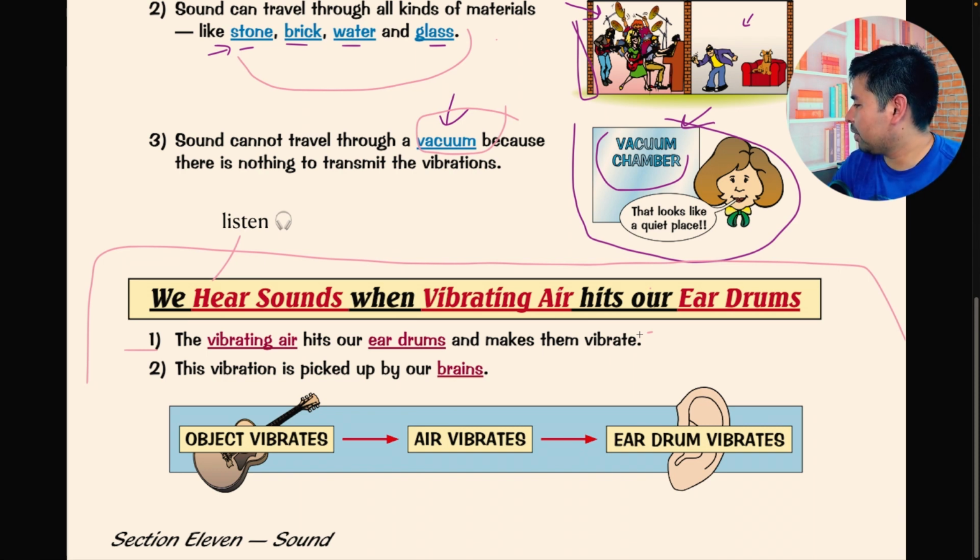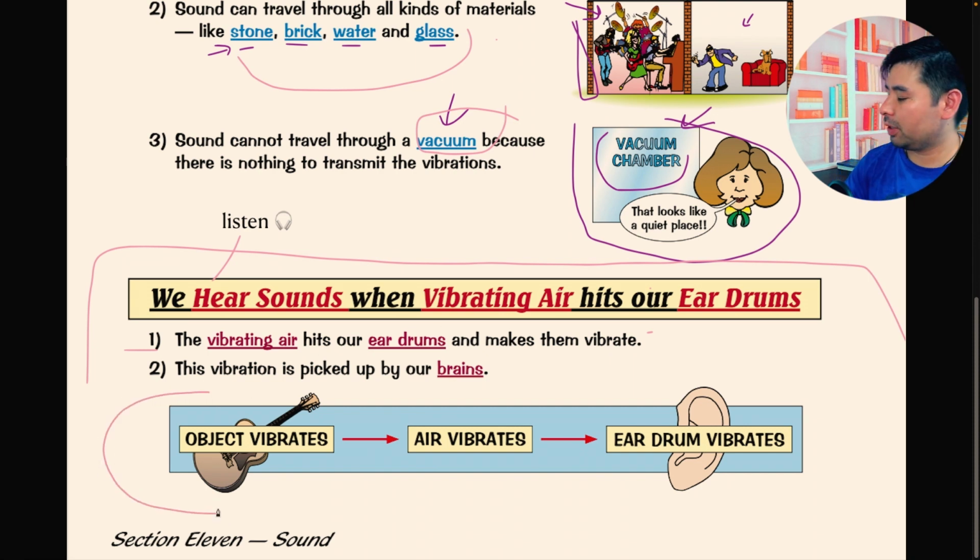Okay, and let's go on. Number 2: this vibration is picked up by our brains. Who picks it up? It's our brain. And then we have this sample here. Can you see that? Check it out. Object vibrates. Air vibrates. Eardrum vibrates. So this is how it works. We make the sound by vibrating the object like a guitar. And then the sound goes through the air and makes the air vibrate, and then this sound hits our eardrums, making our eardrums vibrate. So that's why we listen.